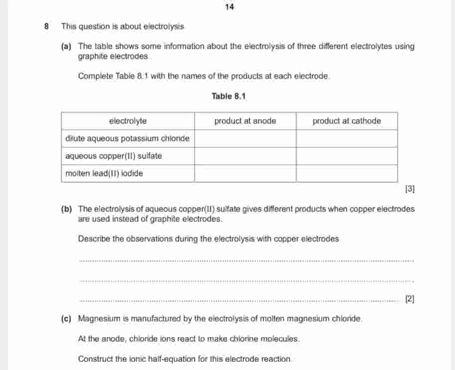If you are using copper electrode instead of graphite electrode, then what will be the observation in that case? Electrolyte will stay blue because of the copper sulfate solution. Cathode gets coated with a pink solid, and your anode gets smaller.